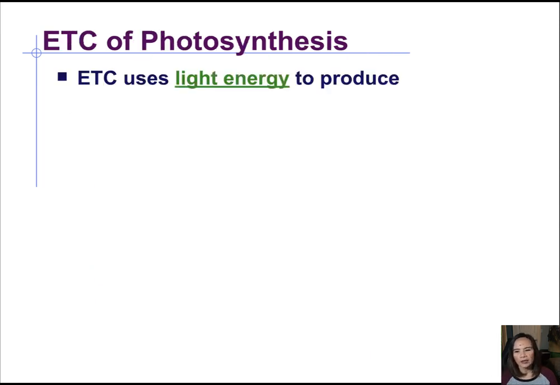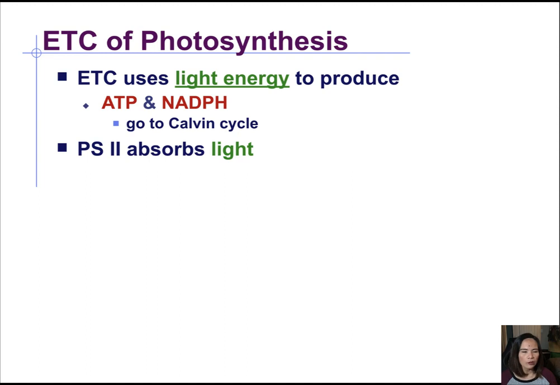As soon as those photosystems get driven, the electron transport chain will now start working, and the electron transport chain uses light energy to produce ATP and NADPH. Then it'll go to the Calvin cycle to create your glucose. So basically I keep on repeating that you need energy in order to produce the food of the plant, which is your glucose.